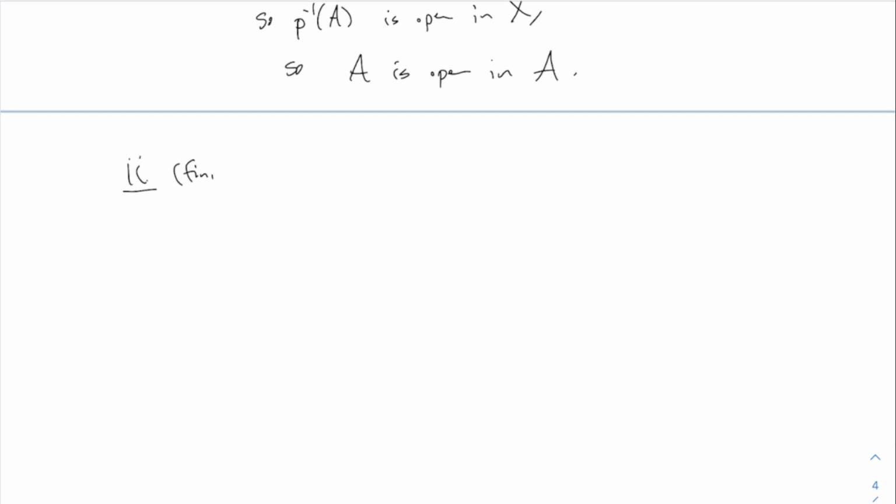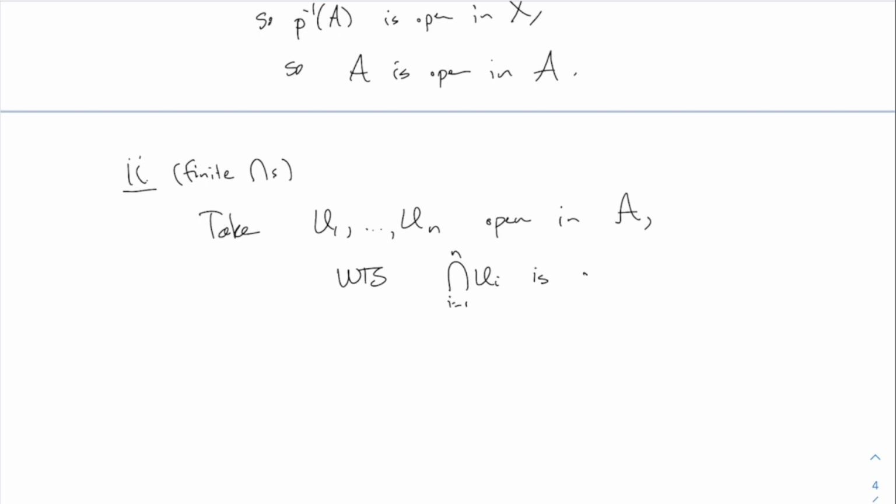For the test, I hope you remember these three properties. The finite intersections. All right, for this property, I take U1, etc., UN open in A, and then I want to show that the intersection, i equals 1 to N, of Ui, is open in A. Right? That's the idea.